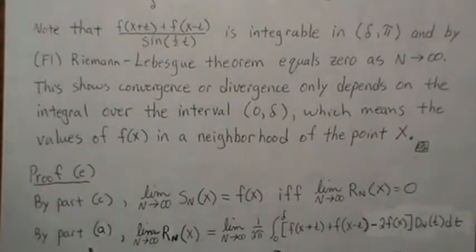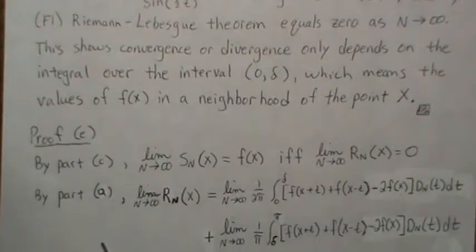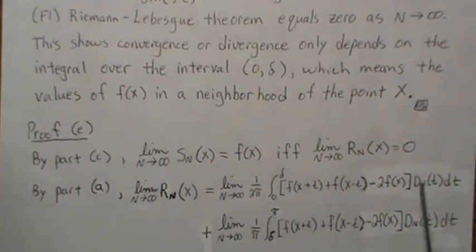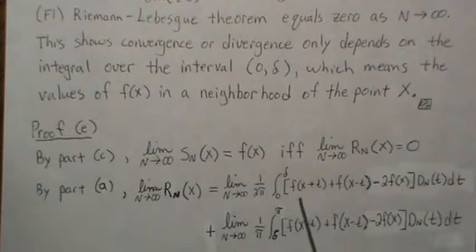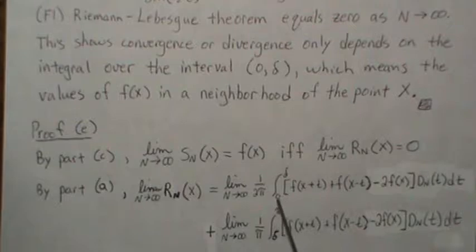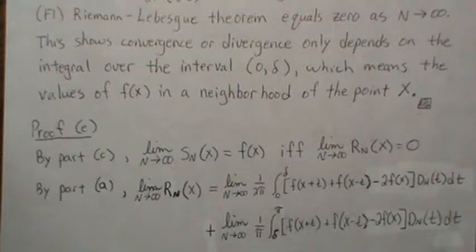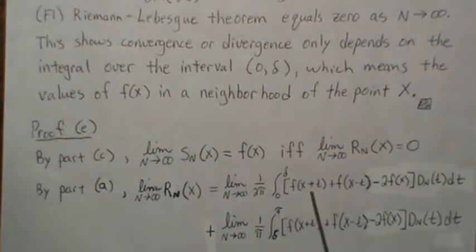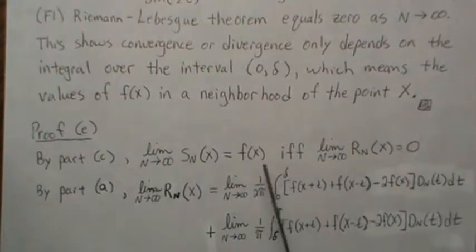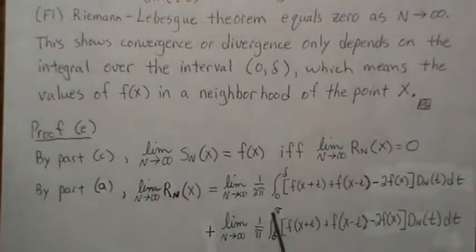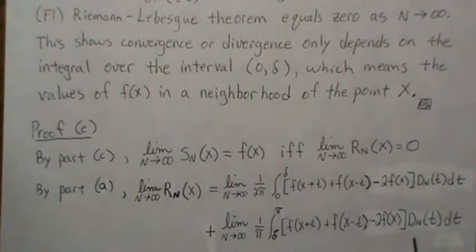Now, by part A, we know the remainder is this. In part A, it looked just like this, but we went from 0 to pi. Here we broke the integral up from 0 to delta and delta to pi, and we're going to look at these. If this remainder goes to 0, we know that the Fourier series converges. So let's look at this piece here. I claim that by the Riemann-Lebesgue theorem, this goes to 0. Let's prove that first.